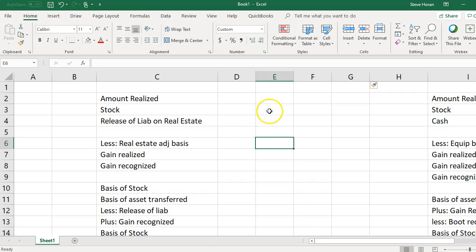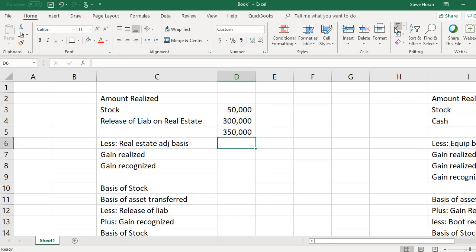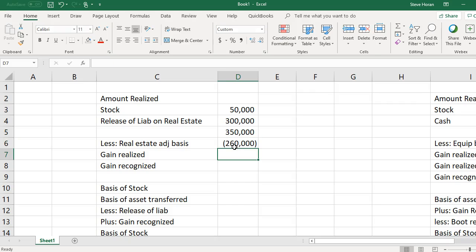So the stock right here is 350 minus 300,000. Let me get that right. There you go. So 50,000 left over. Then he has a release of the liability on the real estate. Okay, and so the sum of the two is 350. And then he has to subtract from that the basis on the property. Okay, his original basis. And then that will trigger a gain.